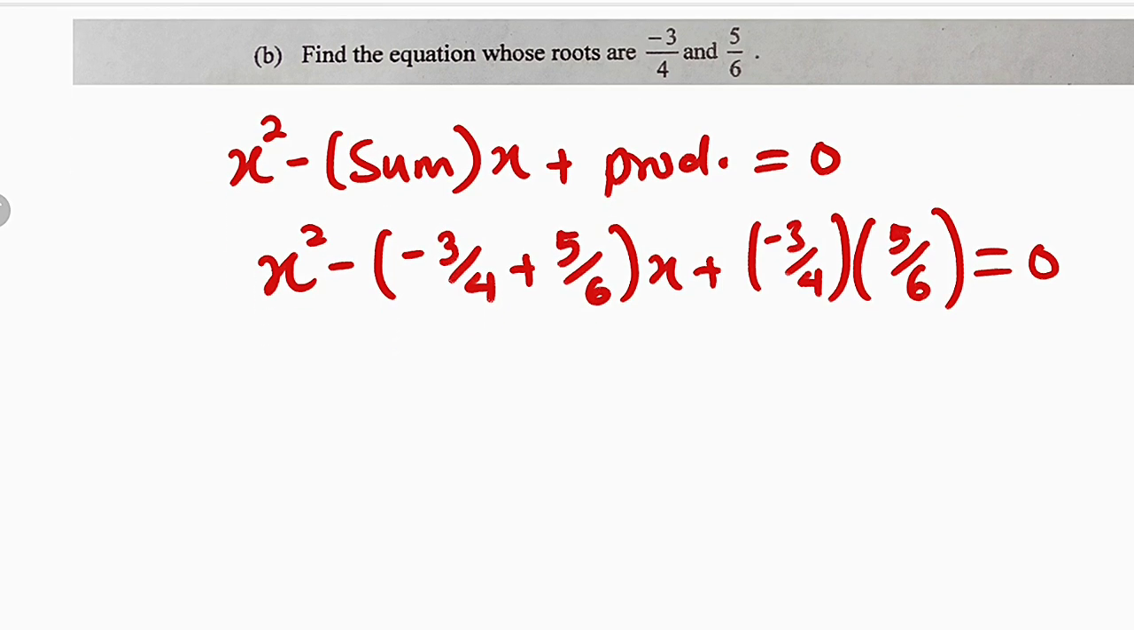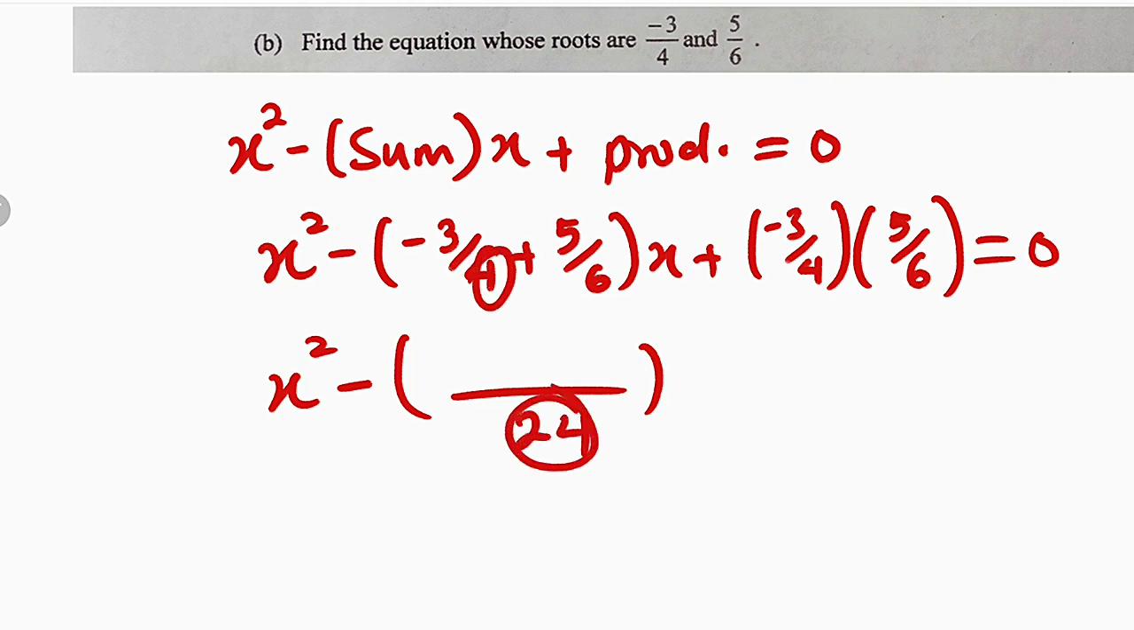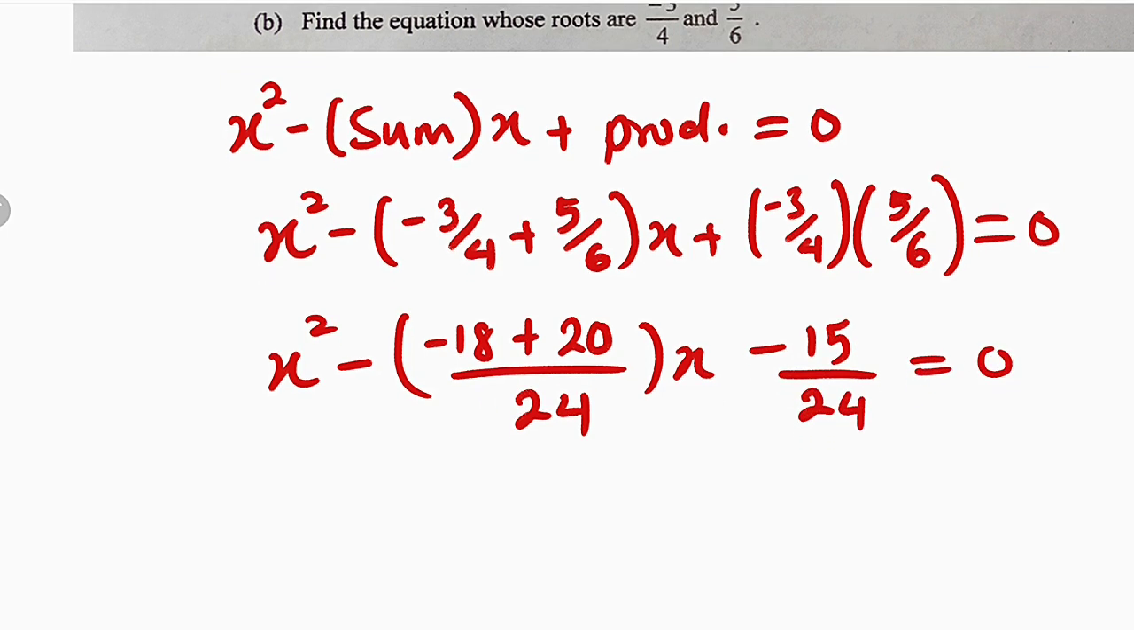All we have to do is to simplify. This is x squared minus. The LCM between these two numbers is what? This and this will give us 24, right? 4 into 24 is 6. 6 times negative 3 is negative 18. Then plus 6 into 24 is 4. 4 times 5 is 20. So we have 20 here times x. Then this time this will give us negative 15. Divide by 4 times 6 is going to give us 24. The whole of this equal to 0.